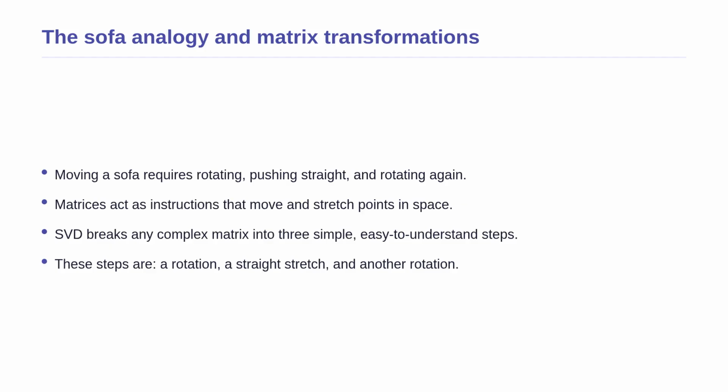Before we dive into the equations, let us build some intuition. Imagine you are trying to move a large, awkwardly shaped sofa through a narrow doorway. You cannot just push it straight through. First, you have to rotate the sofa to line it up. Then, you push it straight through the doorway, which is a linear stretch or translation. Finally, you rotate it again to place it exactly where you want it in the new room.